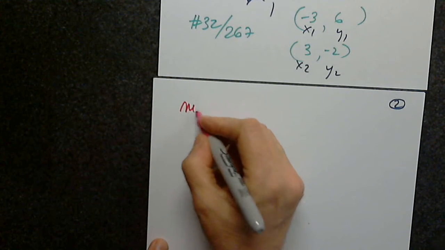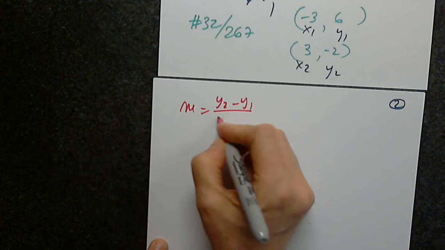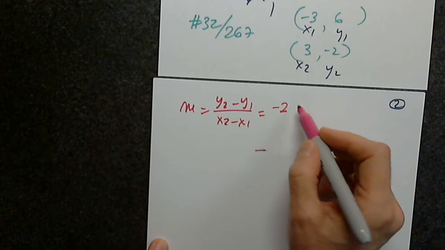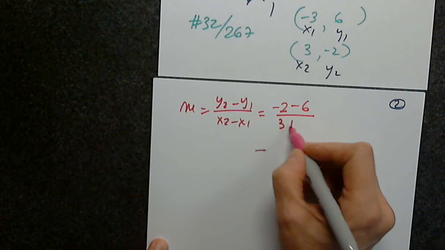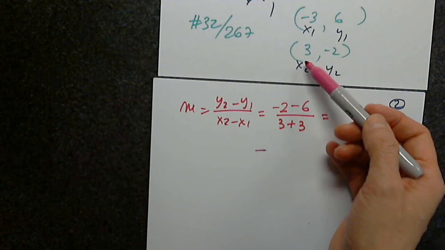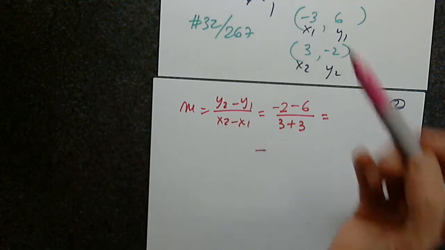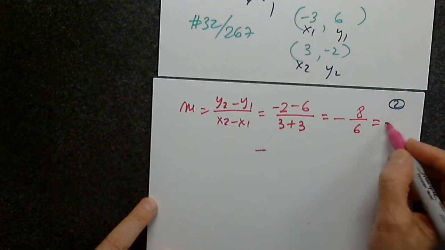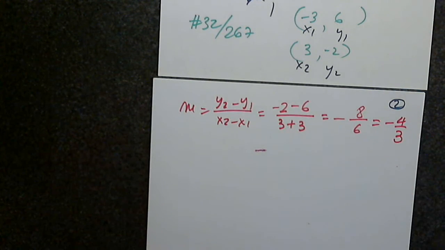Very good, awesome. So let's write y2 minus y1 over x2 minus x1, which will be negative 2 minus 6 over 3 plus 3. One more time, negative 2 minus 6 over 3 minus negative 3. The numerator is negative 8, the denominator is 6, and I'll simplify to negative 4/3. So this is the slope of the line passing through the given points.